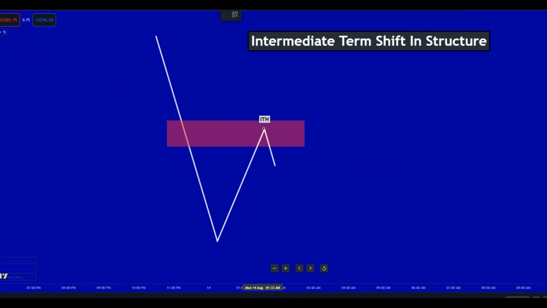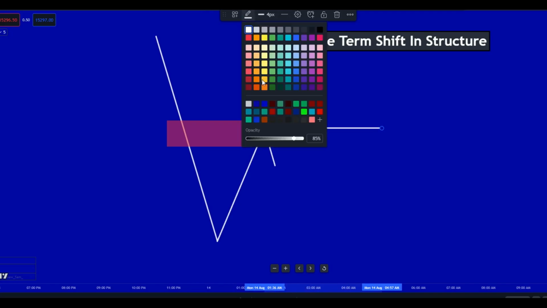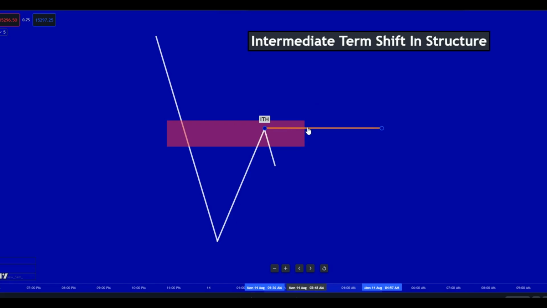Once we see this high broken with a close of a candle, that's very, very important to note. It has to be a close. It cannot be a wick above it. It has to close. Be patient because a lot of times you'll see price come up above it and then wick back below it. We want to see a close above. Once we have seen a close above it, that is the intermediate term shift in structure.